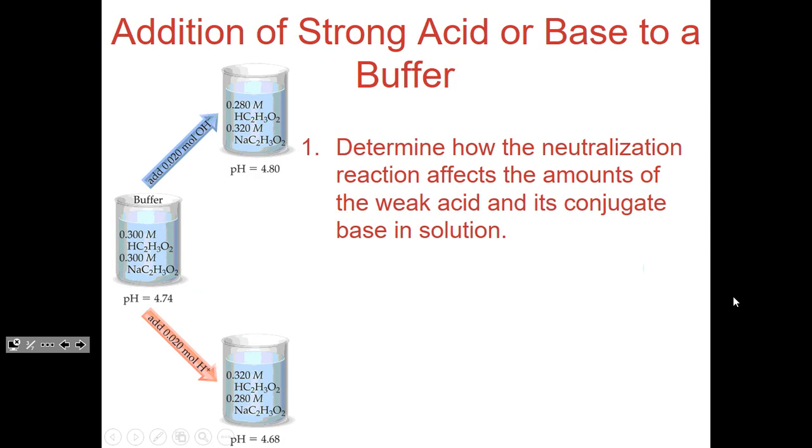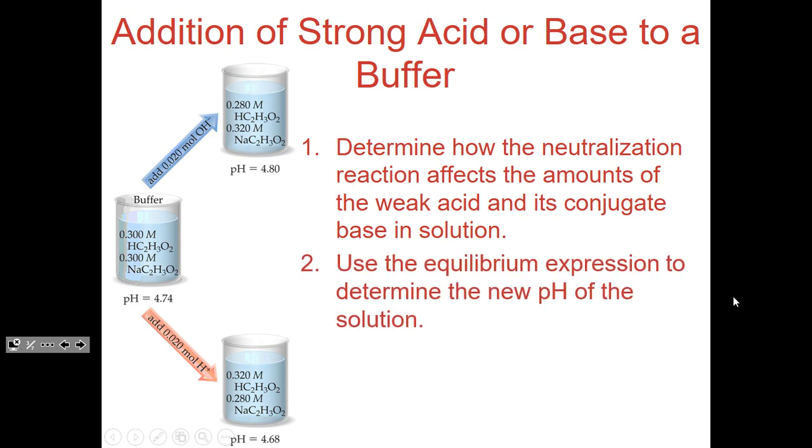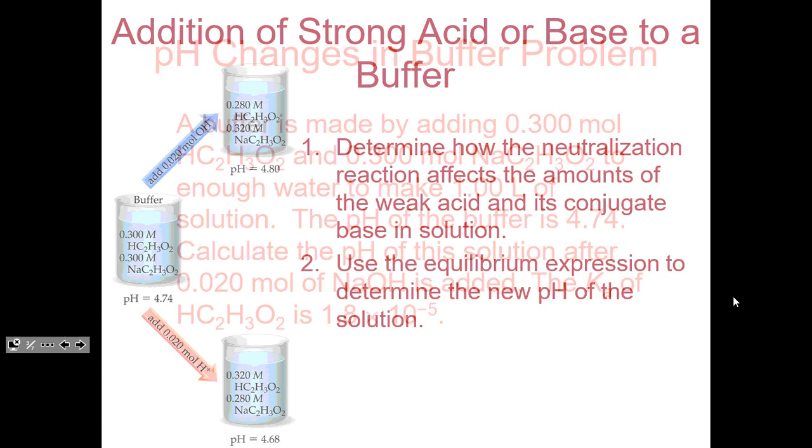Now, there's really two parts to the calculation, and it doesn't matter whether we're adding OH minus from a strong base or whether we're adding H plus from a strong acid. In each case, we're going to do the same thing. We're going to determine how the neutralization reaction affects the amounts of the weak acid and its conjugate. And then from there, we're going to use the equilibrium expression to calculate the new pH under those conditions. So really, it's a two-part process, the stoichiometry part and then the equilibrium part.